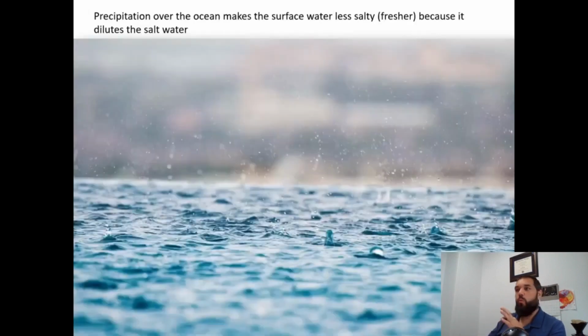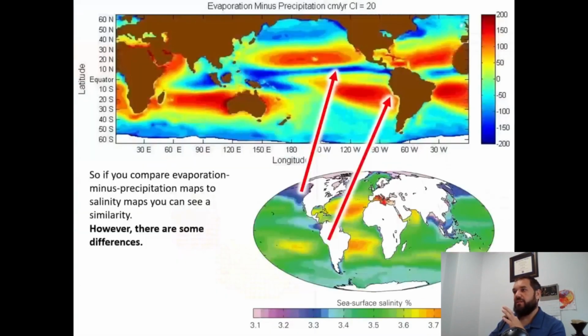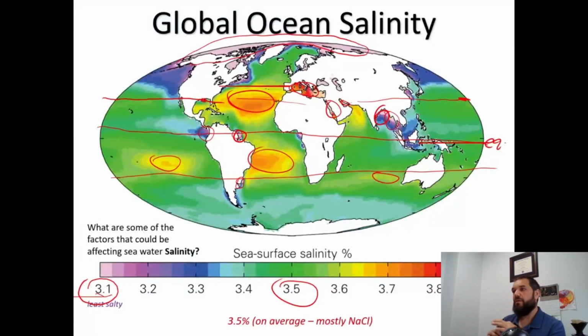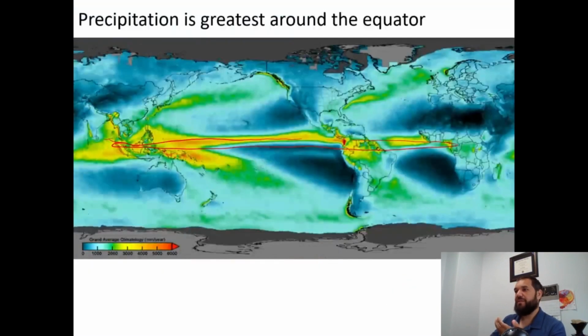So that is why, going back to this map, you could see that around the equator, global salinities are relatively low, right? Why are they so low? It's because there's a lot of precipitation. So you look at the precipitation map, you can make some correlations and connections here with the salinity map. Around the equator, there's a lot of precipitation. That's going to lower surface salinity.